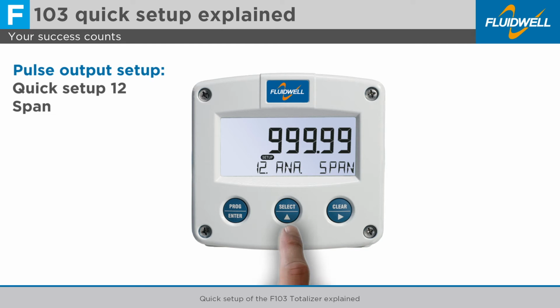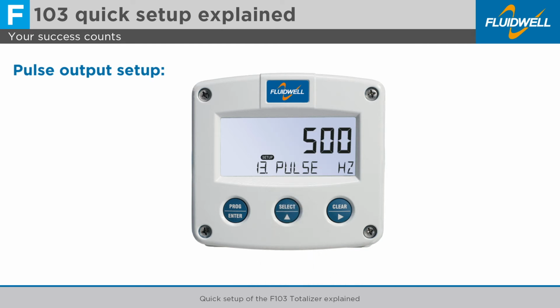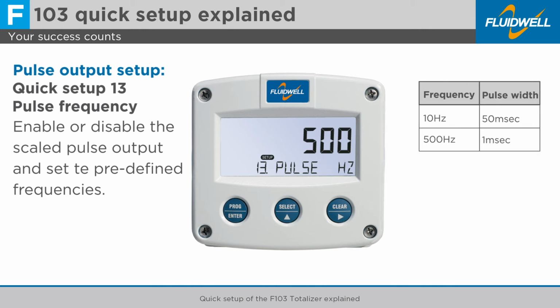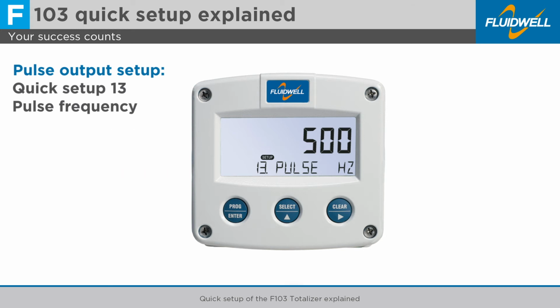Pulse output setup. Quick Setup 13. Here you can enable or disable the scaled pulse output and make a selection out of 12 predefined frequencies. These frequencies relate to a certain pulse width on the output. For instance, a frequency of 10 Hz generates a pulse width of 50 milliseconds. A frequency of 500 Hz generates a pulse width of 1 millisecond.